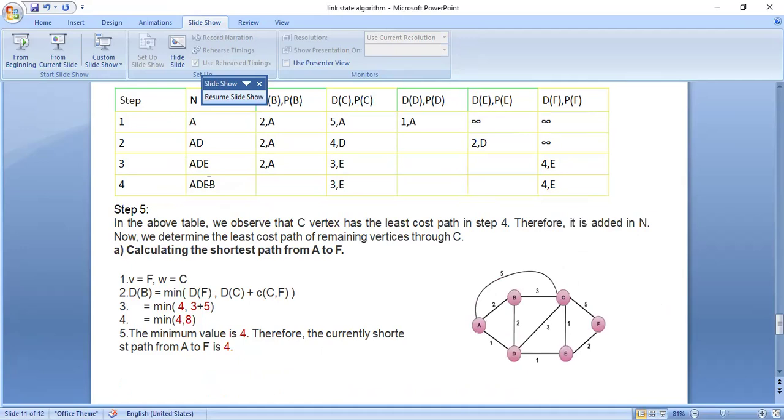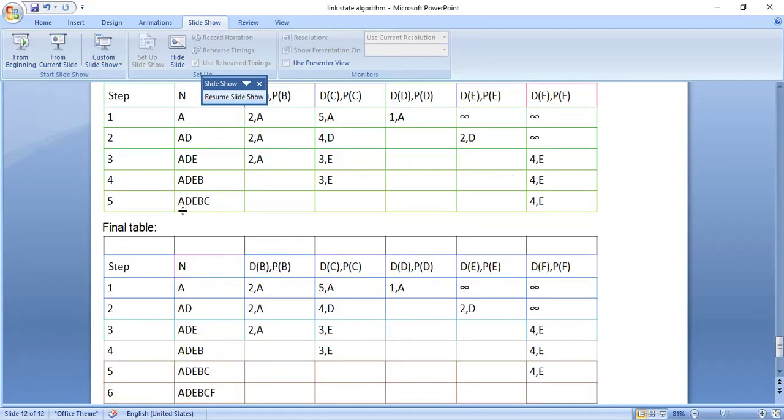And then next you have to update the table. In the fourth step, A, D, E, B are added to the root node, and then C is 3, and the F value becomes 4. Similarly you have to continue up to the final step, where all the nodes are added to the root node. So the final table becomes A, D, E, B, C, F.